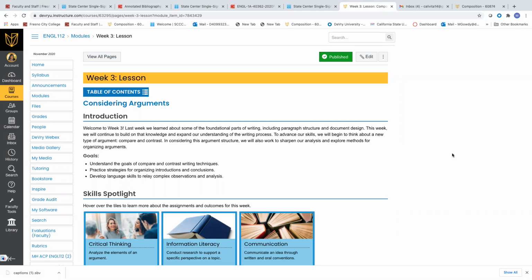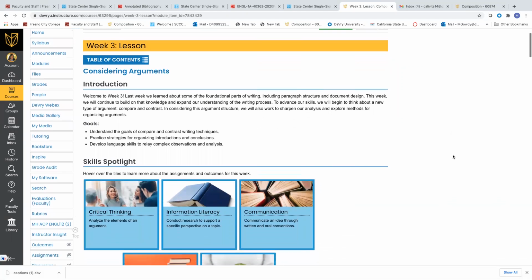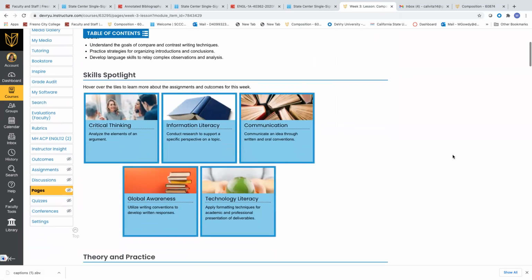So our goals for this week are to understand the goals of compare and contrast writing techniques, practice strategies for organizing introductions and conclusions, and develop language skills to relay complex observations and analysis. So your skill spotlights for this week are critical thinking, and then we have information literacy, communication, global awareness, and technology literacy. So your theory and your practice is all about the rhetorical message.